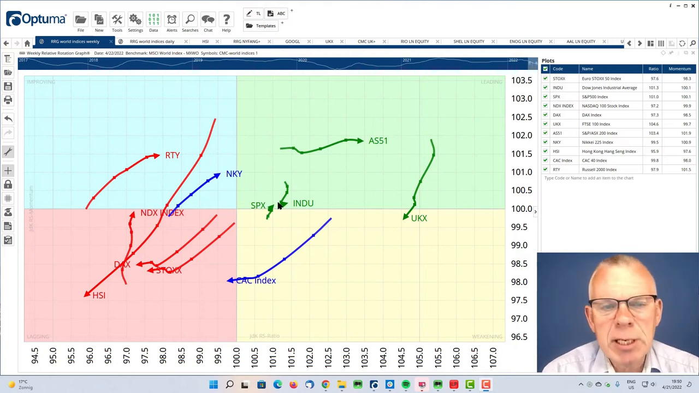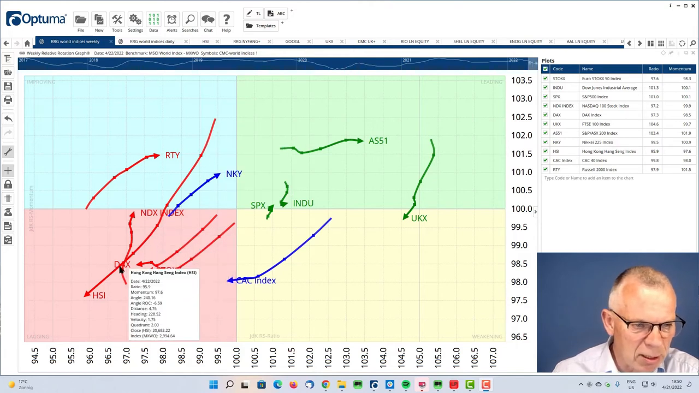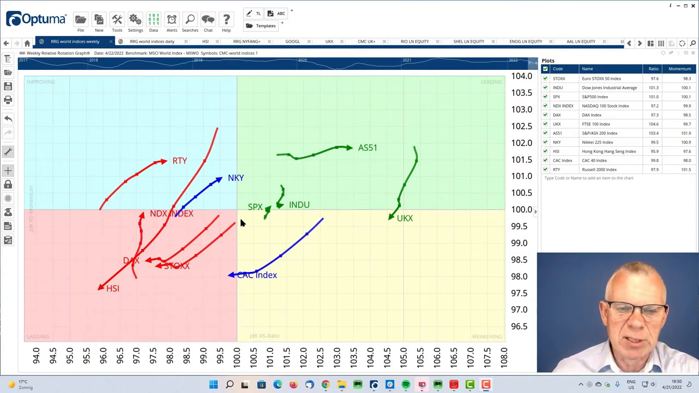But the one that I really want to focus on is the one with the longest tail, and that is the Hang Seng Index in Hong Kong, the HSI. And it's got a tail that is running all the way through here. So it started inside the improving quadrant, is now moving strongly into the lagging quadrant. It's actually the lowest reading on the RS ratio scale, which makes it the weakest of this whole group.